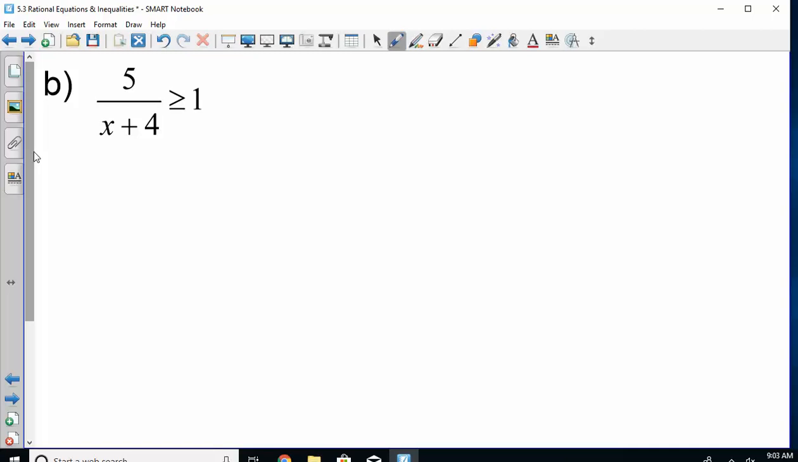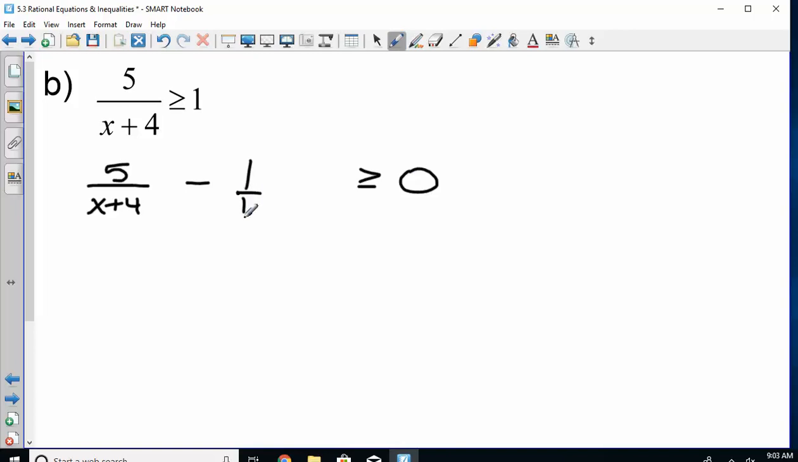This one is different because I have a 1 over here. You do want that to be a 0 when you start. Can I just multiply over my x plus 4? No. So what I have to do instead, I'm going to get these on the same side. My goal is to get a single fraction on one side and a 0 on the other. I've got my 0, now I have to turn these into a single fraction.